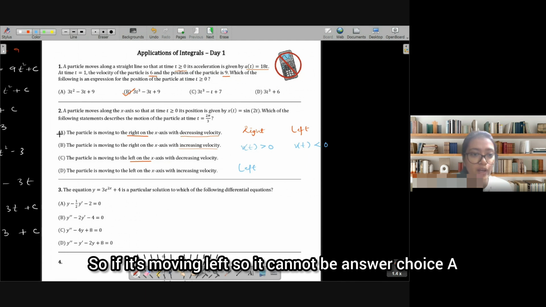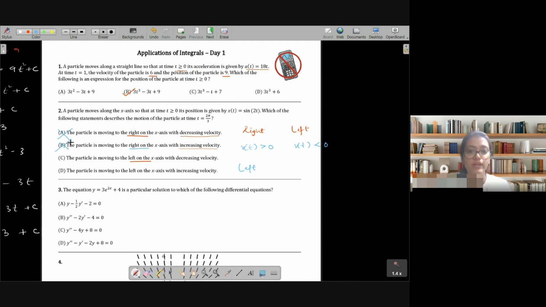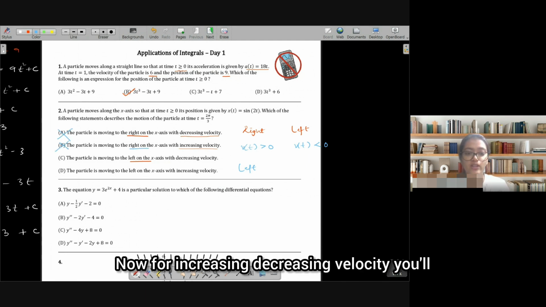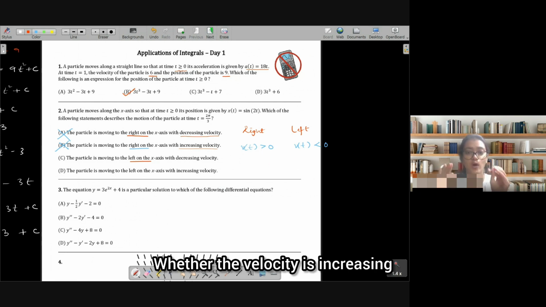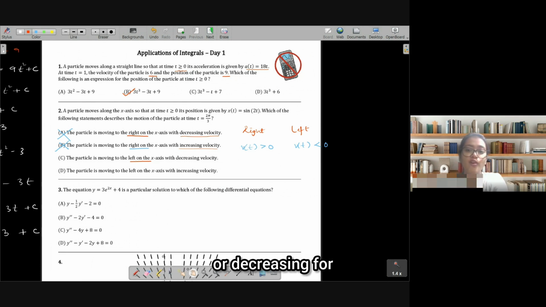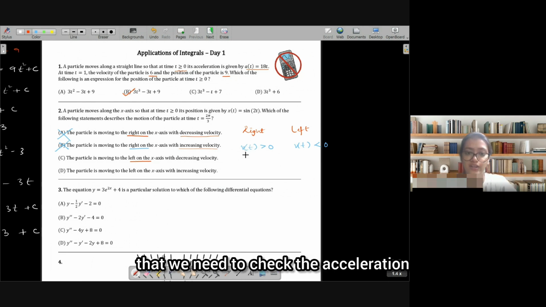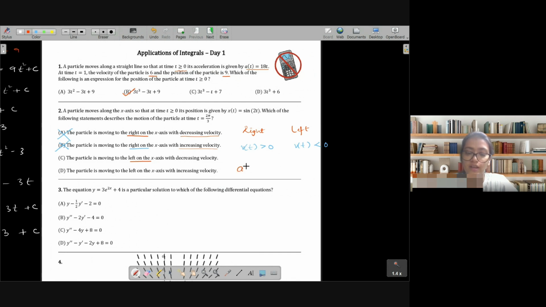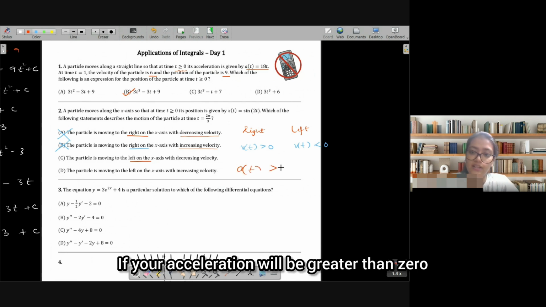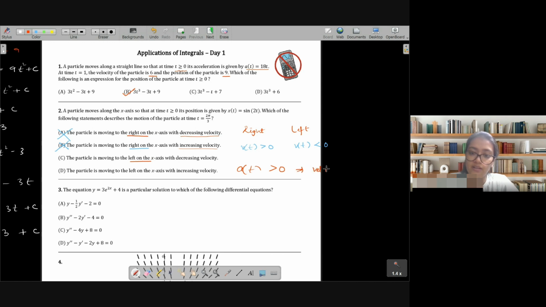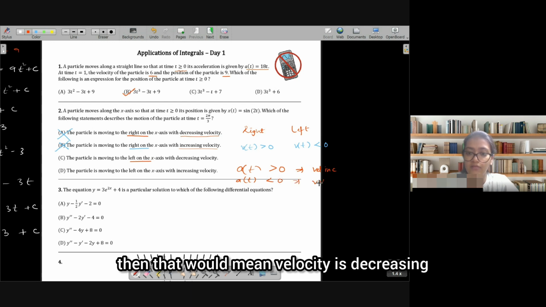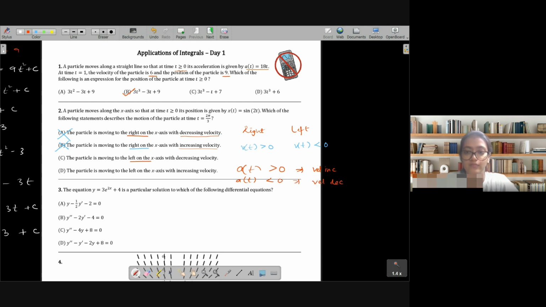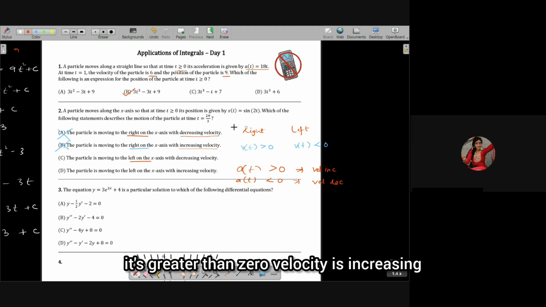So if it's moving left, it cannot be answer choice A or B. Now, for increasing or decreasing velocity, you have to find the acceleration. If acceleration is greater than 0, then velocity is increasing. If acceleration is less than 0, then velocity is decreasing.